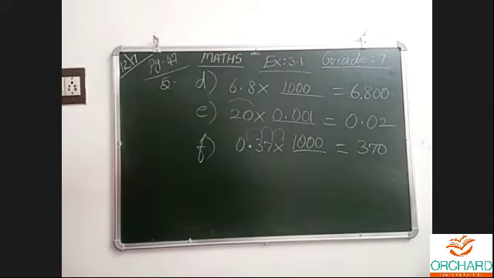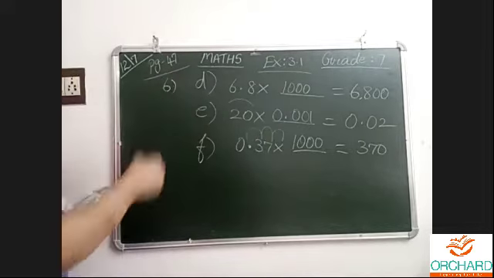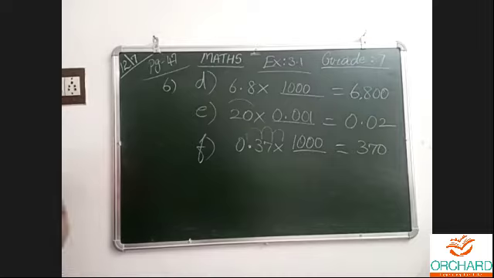Passing on to question 6. Fill in the blanks, all we did. 6 also we will do. 6 A and B we will do.